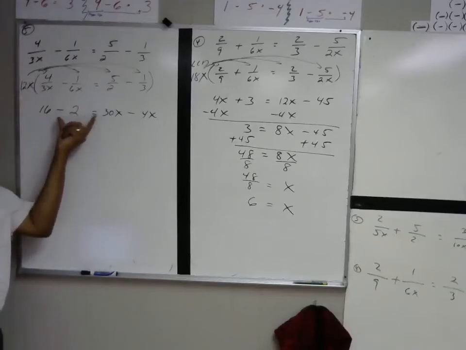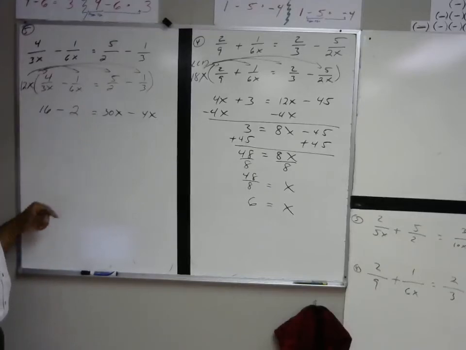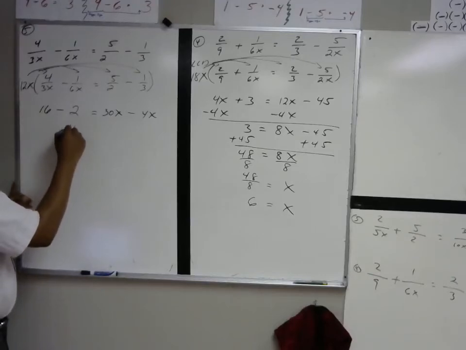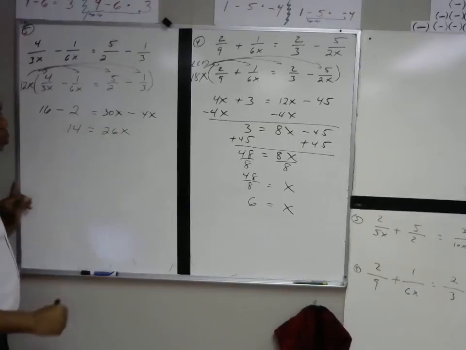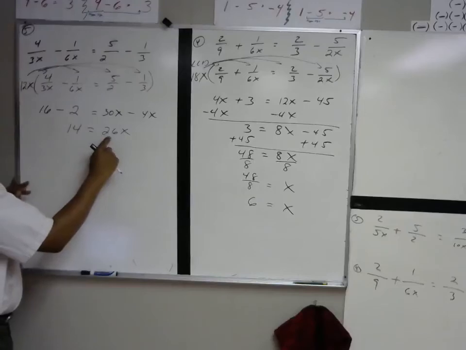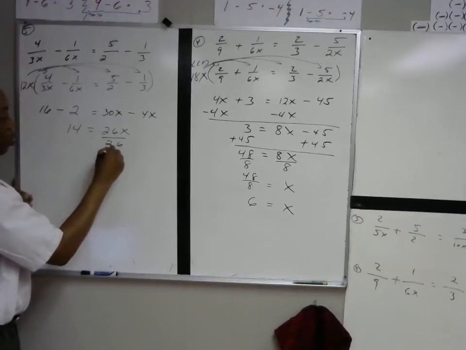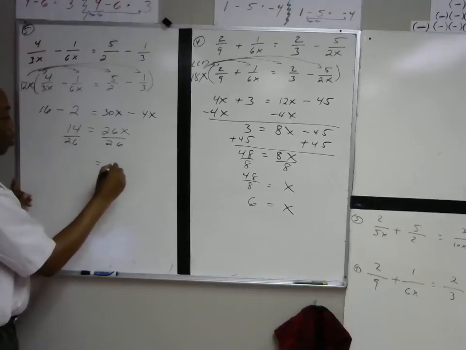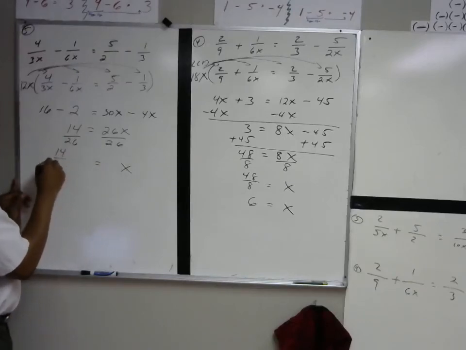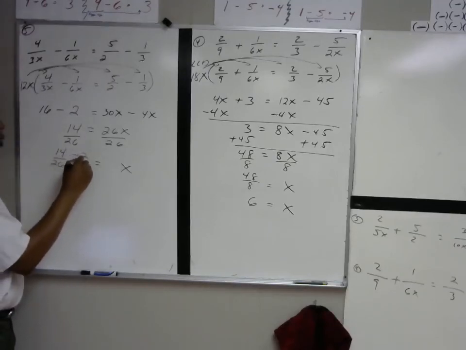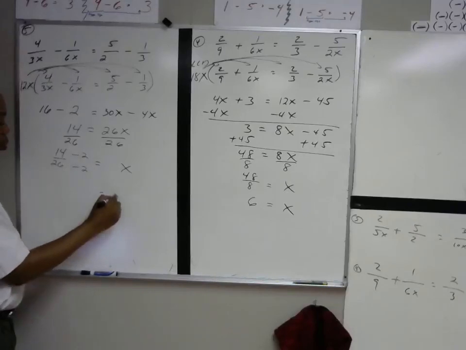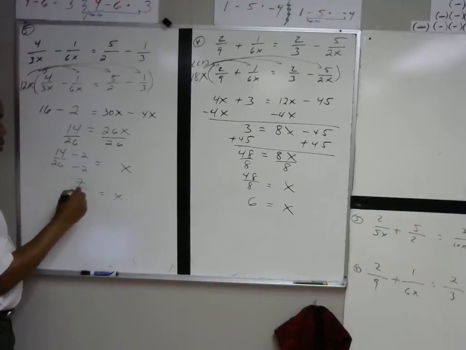Now I have like terms here and there. So I'm going to combine these like terms. 16 and 2 gives me 14. I'll combine these like terms right here. That'll give me 26x. Now I can divide both sides by 26. And with 14 over 26, now I can simplify this if I divide both by 2. This will give me 7 in the numerator and 13 in the denominator. That's it.